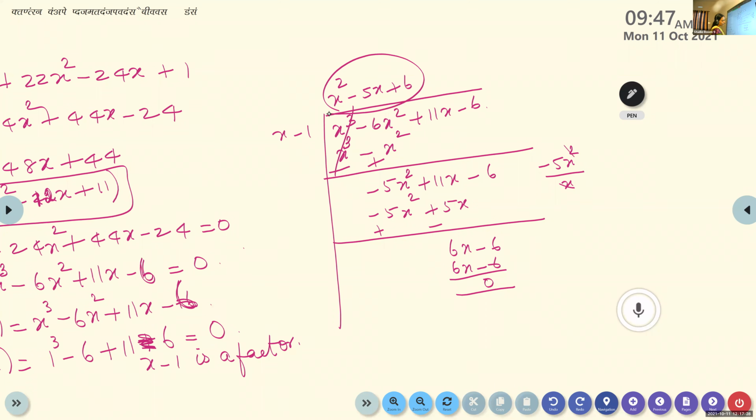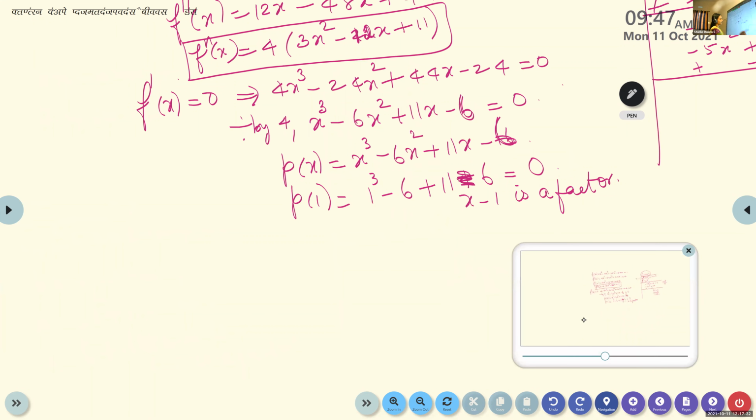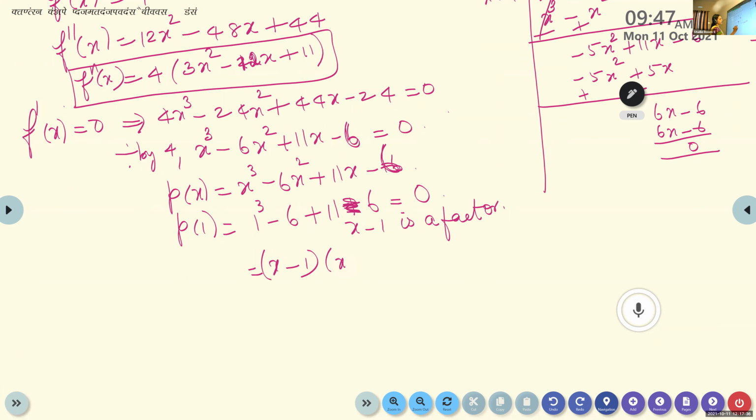So the given polynomial we can write as x minus 1 into x square minus 5x plus 6. That one again we can factorize as 2 into 3, isn't it? 2 threes are 6, 2 plus 3 is 5. So x minus 2 into x minus 3.